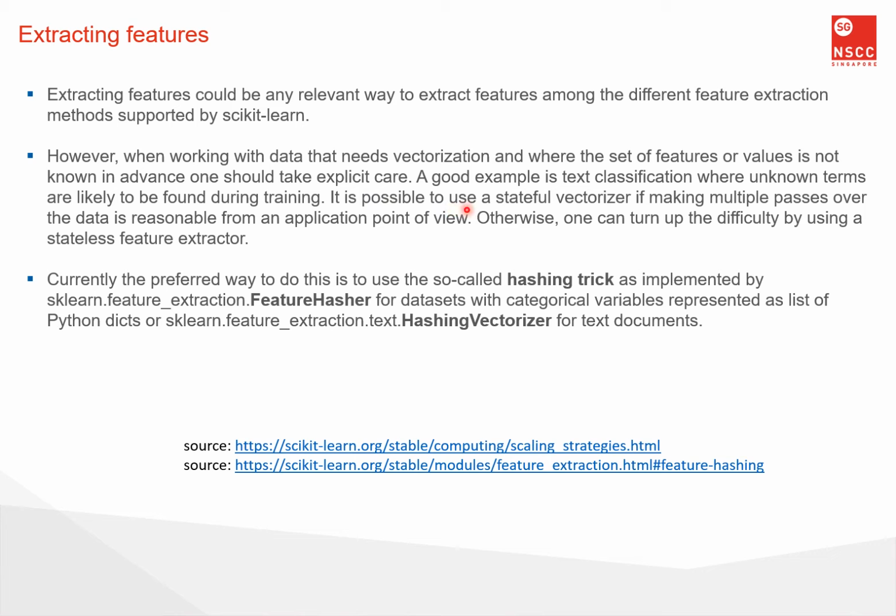It's possible to use a stateful vectorizer to make multiple passes over the data, in order from the application point of view. Otherwise, one can turn up the difficulty by using a stateless feature extractor. A stateful feature extractor means that you are able to remember some of the results from the previous passes, whereas the stateless one is just a one pass thing, right? Whatever is being extracted, you only have one go at it.